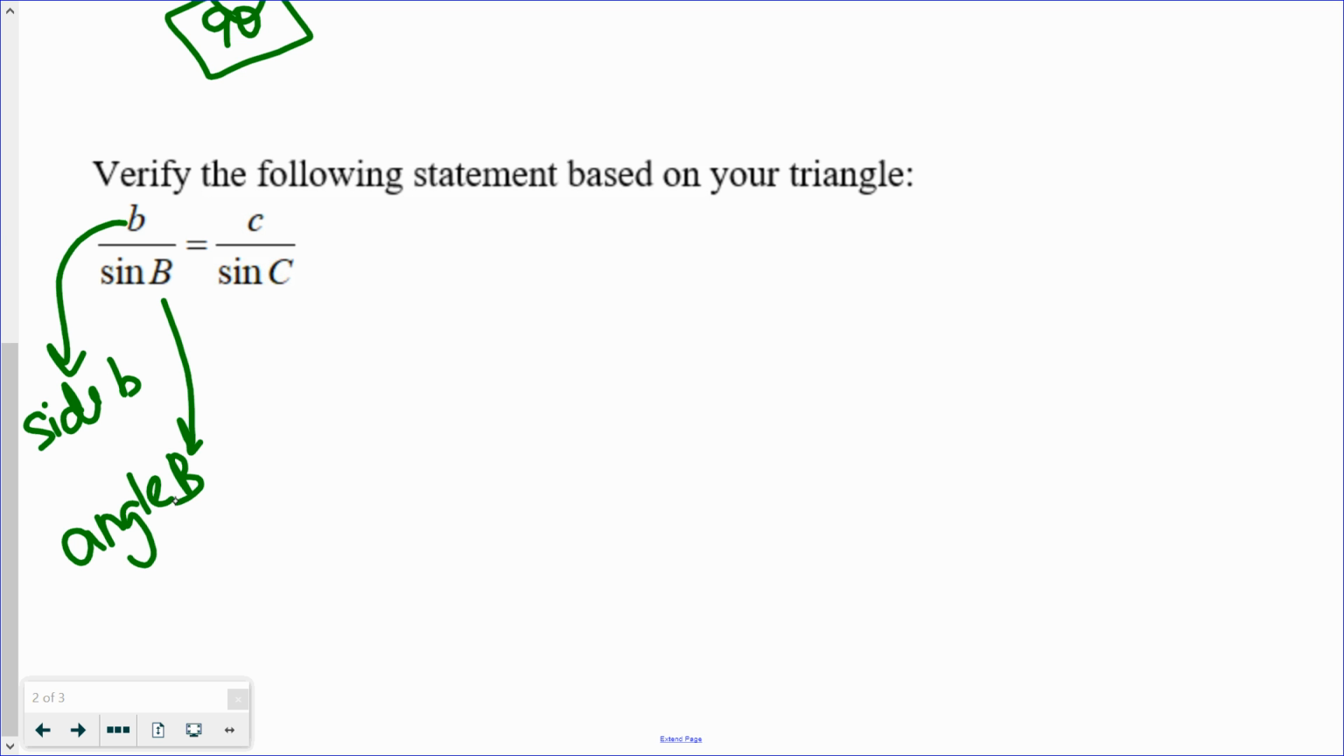So it's saying side length b divided by the sine of b. So it's just asking, let's look at that ratio. So if I do b divided by the sine of b. So in the diagram that I had, side length b was 9.0, and the sine of b, so angle b, was my 60 degrees.